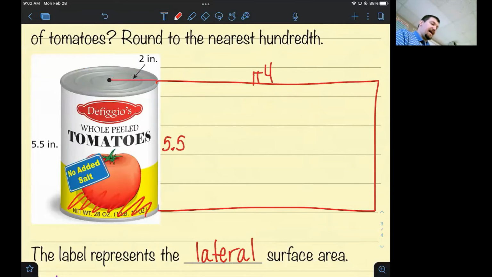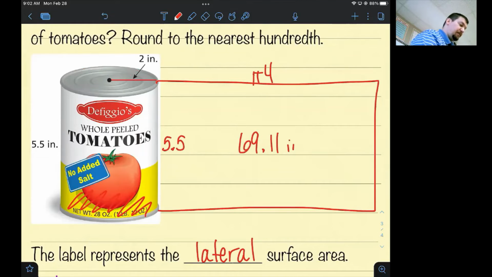So Parker, tell me what pi times 4 times 5.5 is. Now, I'm going to have him go ahead and times by pi because there are no other pi's for us to combine. Remember, we're not finding the area of the top and bottom. So this is it. 4 pi times 5.5. What'd you get? 69.11. Did you use the pi button? Okay. And it says nearest 100th, so we'll leave it like that.